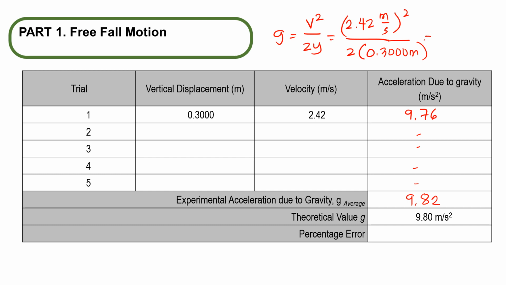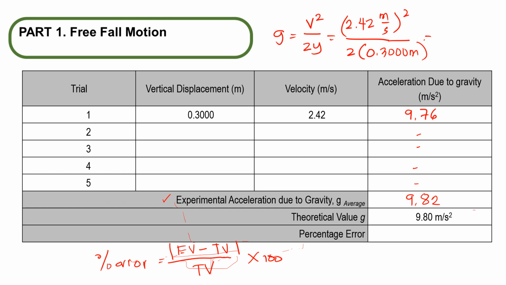To compute the percentage error, the formula is the experimental value, which is this one, minus the theoretical value, which is 9.8 meters per second squared. This is an absolute value, meaning if you get a negative value, you just have to make that positive. This is divided by the true value, multiplied by 100.